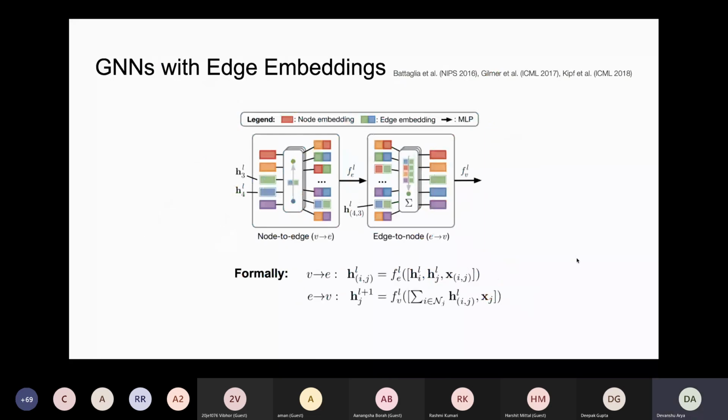The next one is GNNs with edge embeddings. Till now, whatever we talked about was only using node features. But what if you have features on the edges as well? Then you have different methods which combine both the node embeddings and edge embeddings, and then perform any kind of inference and design a neural network. Just introducing it here so that you can know the breadth of what can be done.